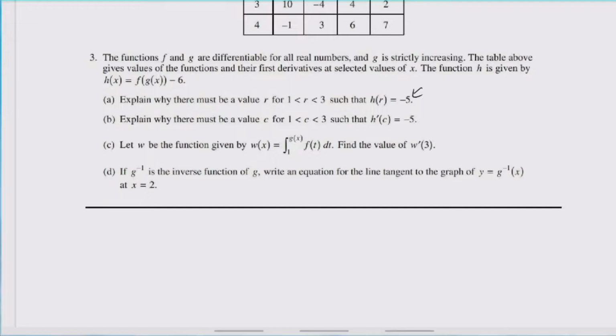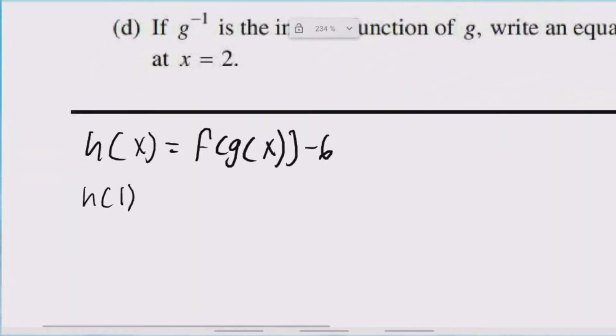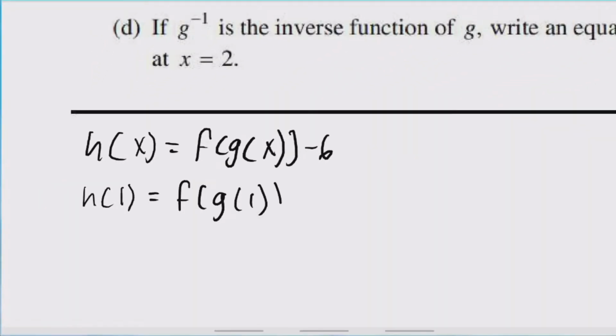So basically what we're going to do is say what is h of 1 and what is h of 3. And I guarantee you these are going to be straddling -5, meaning one's bigger than -5 and one is smaller than -5. So in order to figure this out, what we know is h of x equals f of g of x minus 6. So in order to find h of 1, let's zoom in a little bit. This is going to be equal to f of g of 1 minus 6.